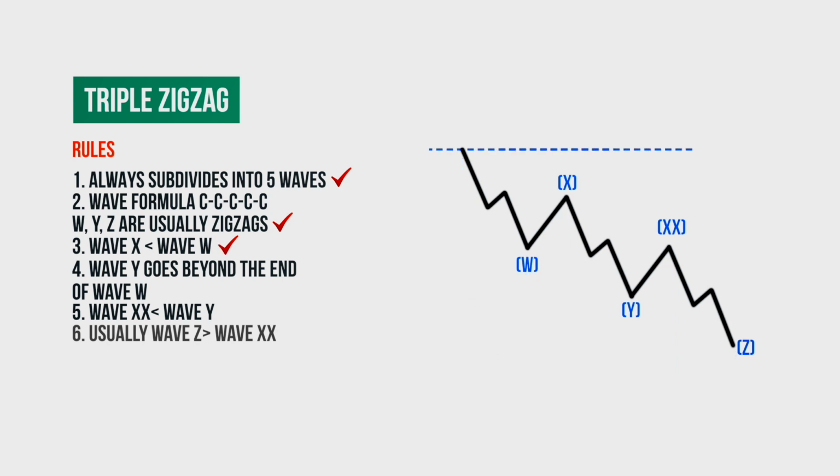Further, in its construction, wave X of the triple zigzag never goes beyond the beginning of wave W. Wave Y is always greater than wave X. The second corrective intervening wave, XX, is always less than wave Y. Wave Z is usually larger than wave XX. Sometimes it is truncated and does not reach the line drawn through the top of wave Y.